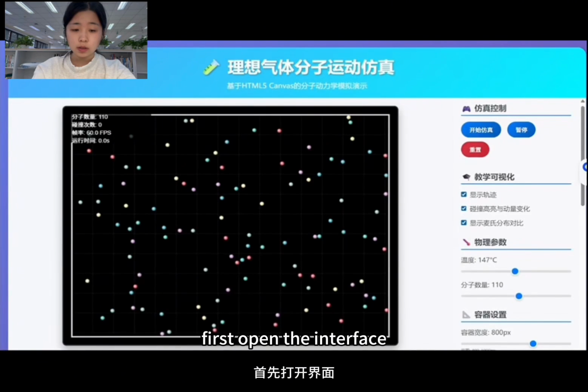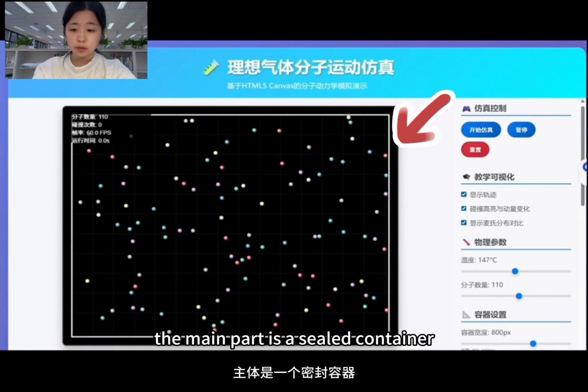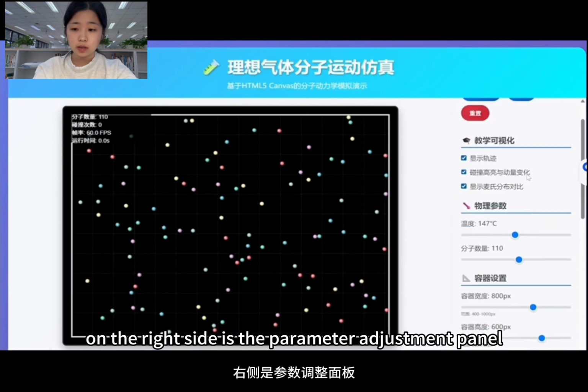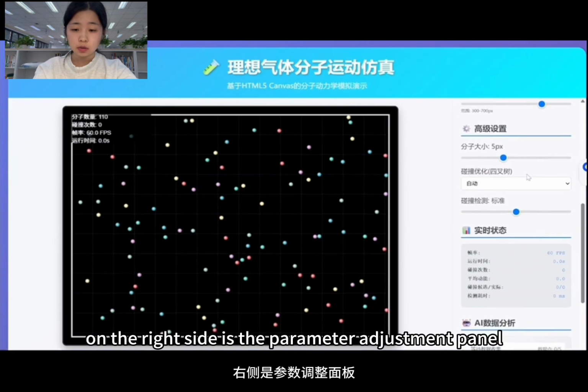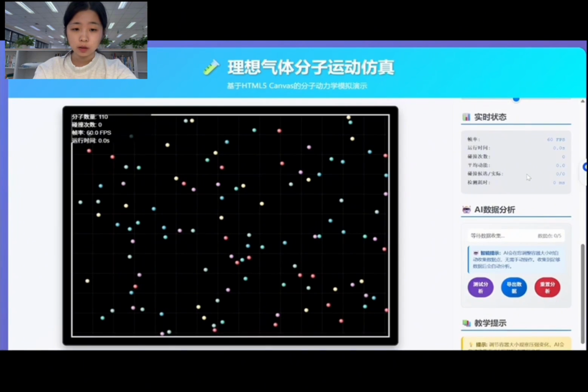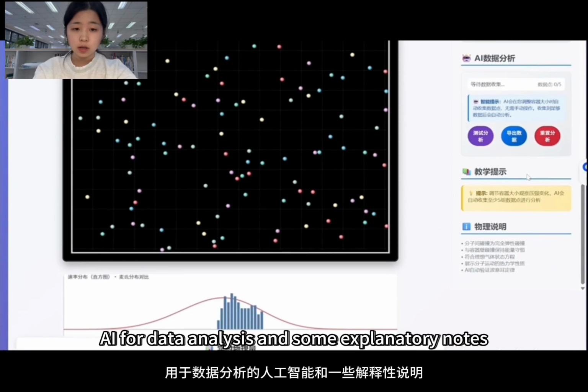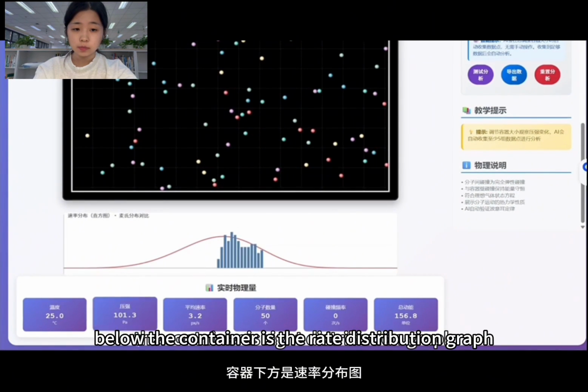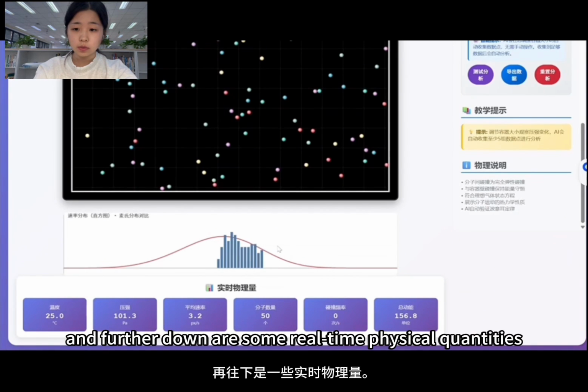First, the interface. The main part is a sealed container inside which there are some stationary molecules. On the right side is the parameter adjustment panel, showing the real-time status. There is also AI for data analysis and some explanatory notes. Below the container is the rate distribution graph, and further down are some real-time physical quantities.